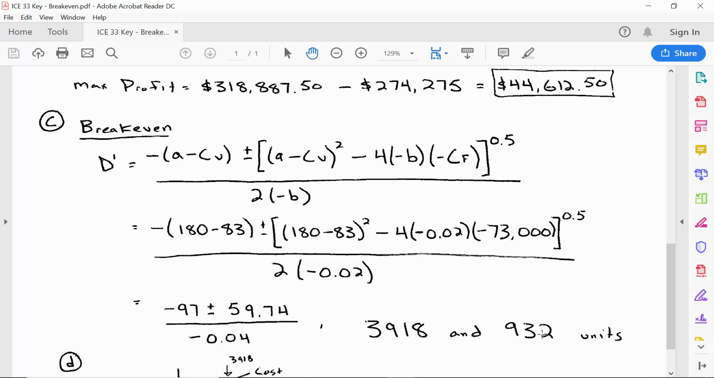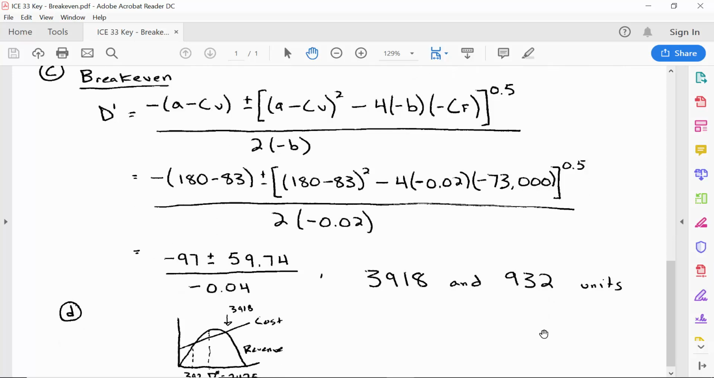So the range of profitable demand. Now this is a really important point because you may see that phrase in homework problems or quizzes or exams. The question could be asked, what's the range of profitable demand? And so you have to sell at least 932 and up until 3918. But any more or less than that, and the company would be losing money. Does that make sense to everyone?